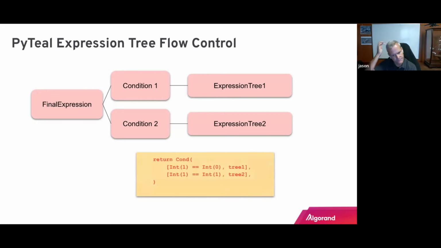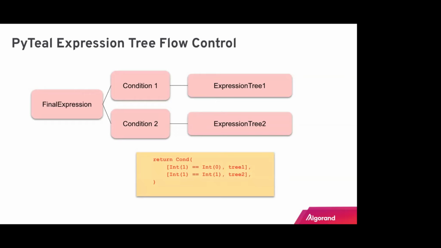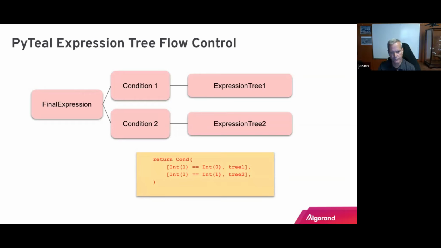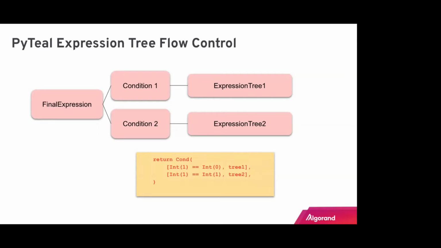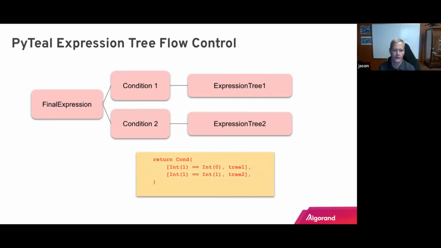And you can see here that we have two logical trees, tree 1 and tree 2, in our list. A condition expression, all it does is take a comma separated list of array elements that have two expressions. The first is my condition. The second is my expression tree. And in this particular case, we have Int(1) equal Int(0). You'll notice that entire thing is a PyTeal expression. So the condition has to be an expression and the body has to be an expression.